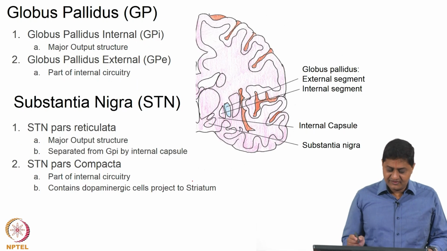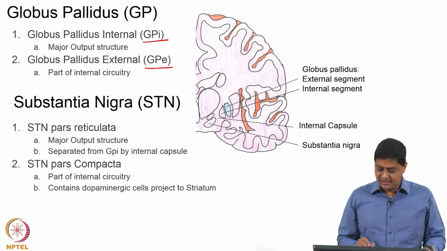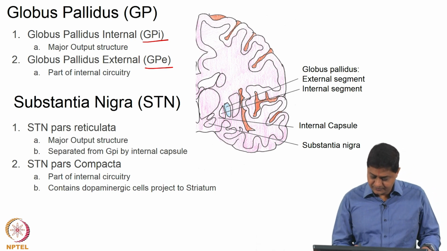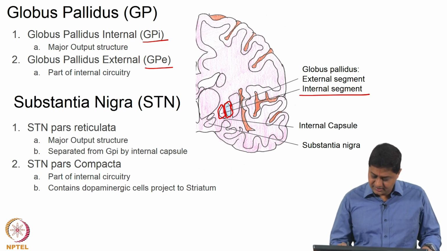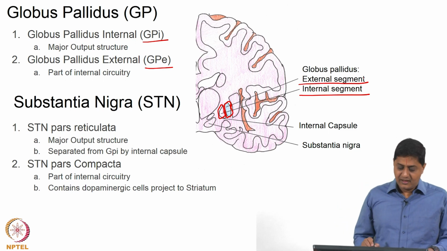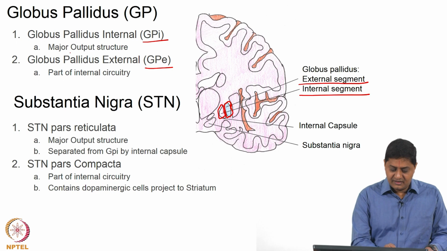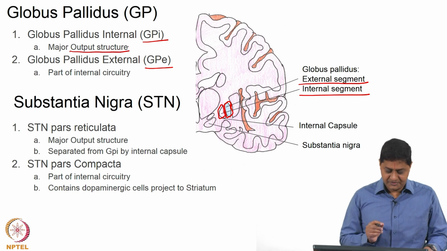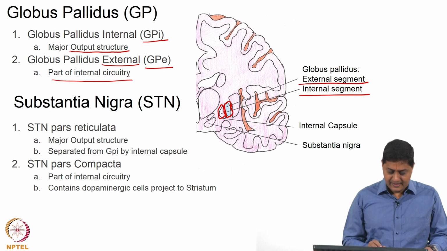The globus pallidus itself consists of two parts. The internal part, the more medial one, is the internal segment, and the more lateral one is the external segment. The globus pallidus internal is a major output structure, and the globus pallidus external forms part of the internal circuitry.